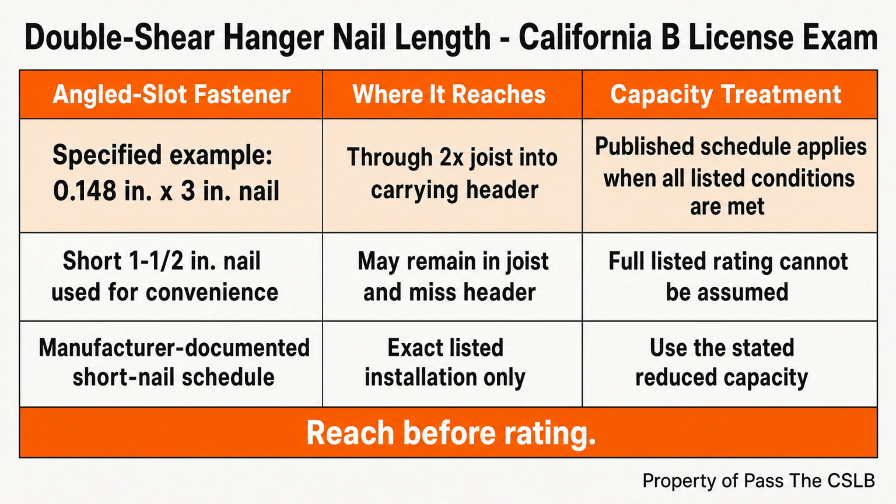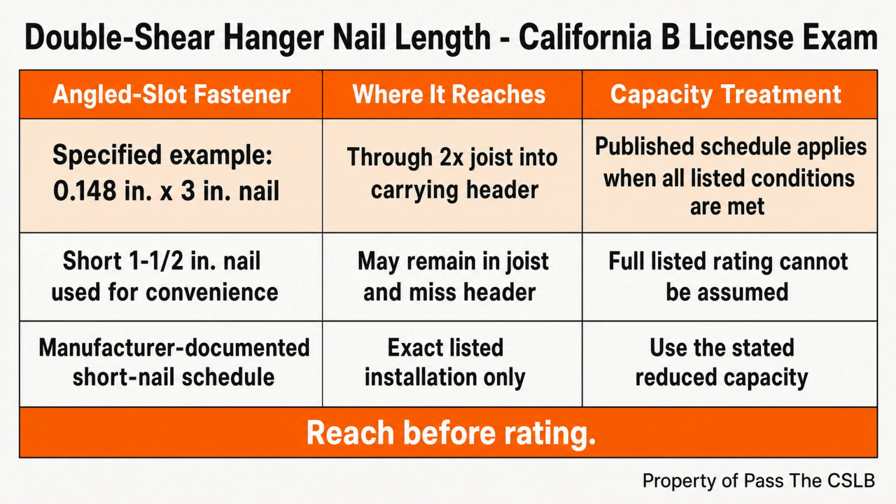Suppose a positive placement nailer is loaded with short connector nails because the crew is also filling face holes. The tool may place those nails neatly into angled slots. Neat placement does not cure insufficient length. The supervision decision is to verify the schedule for each hole group before production begins, not after an inspector notices a repeated pattern. I want you to remember the phrase reach before rating.